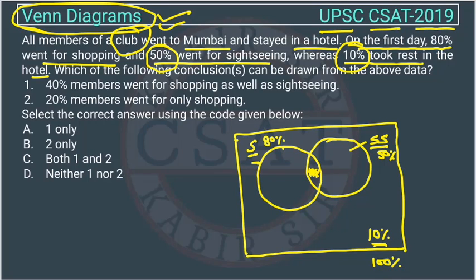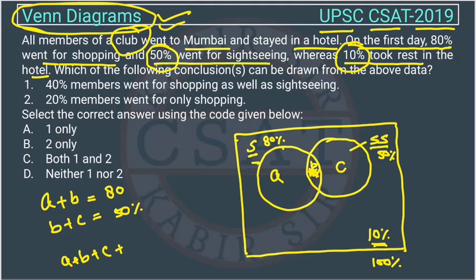Which of the following conclusions can be drawn from the above data? So suppose this is A, this is B, this is C, right? So we have the information that A plus B is 80. I am removing the percentage sign, right? And we have B plus C is 50, right? And the total will be A plus B plus C plus this 10%. So these are the total number of people, 10 is equal to 100, right?